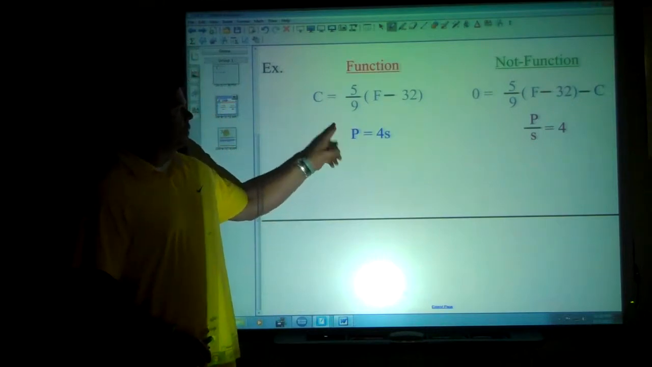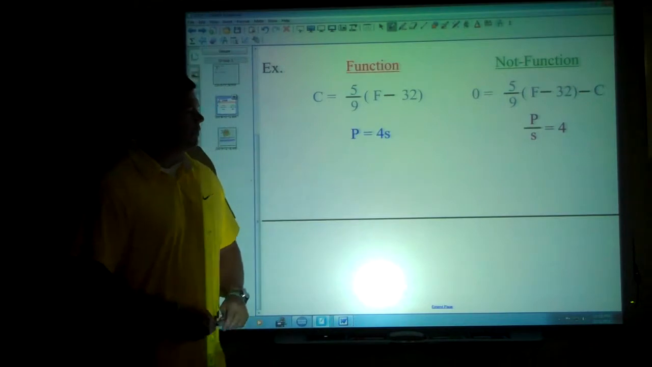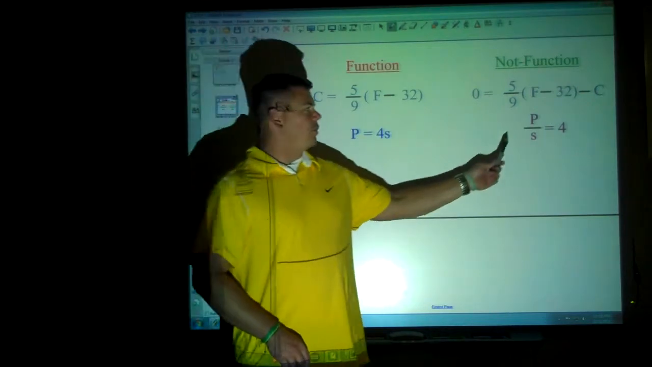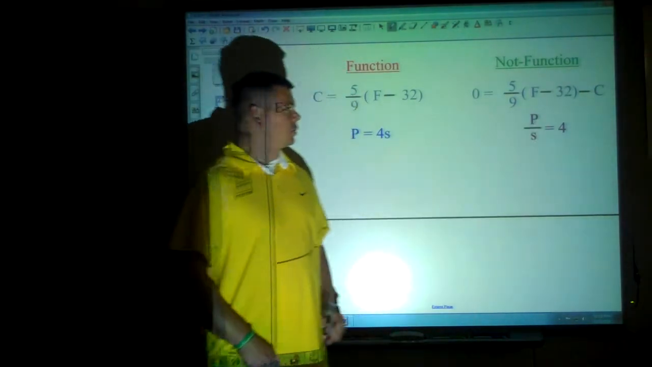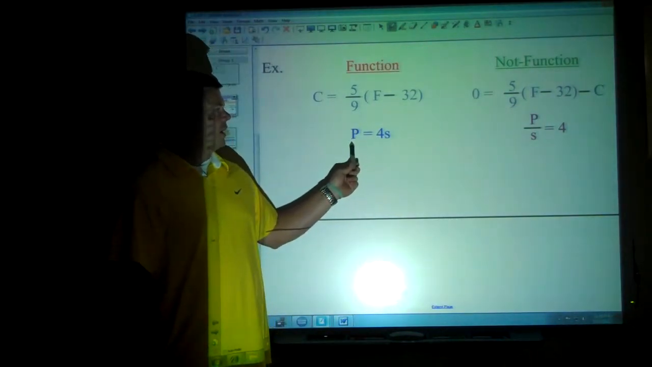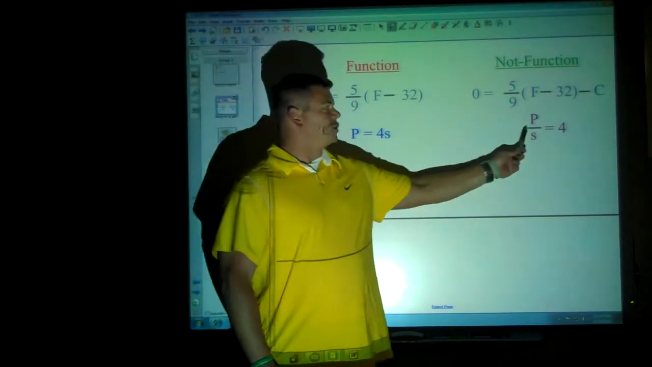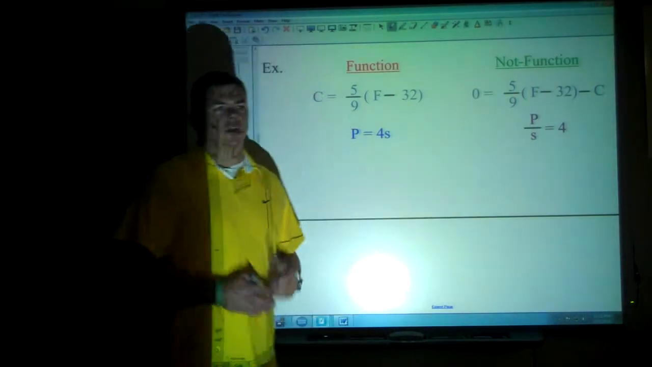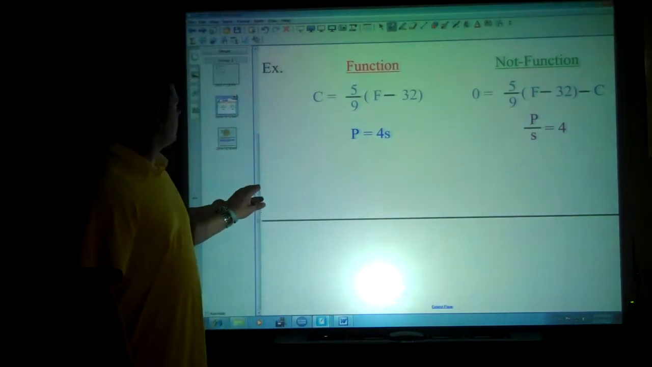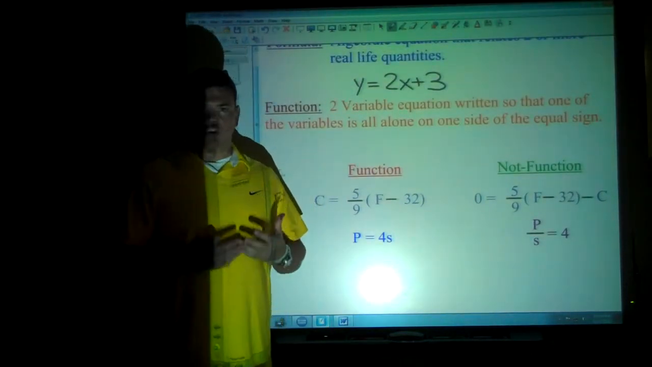That is in function form because it has a variable all alone, and it still has 2 different variables in the problem. If I were to write it p over s equals 4, in other words, divide this side by s so that s came over here, they'd cancel out and 4 would be alone. This is not a function because one of the variables isn't alone. They're together.